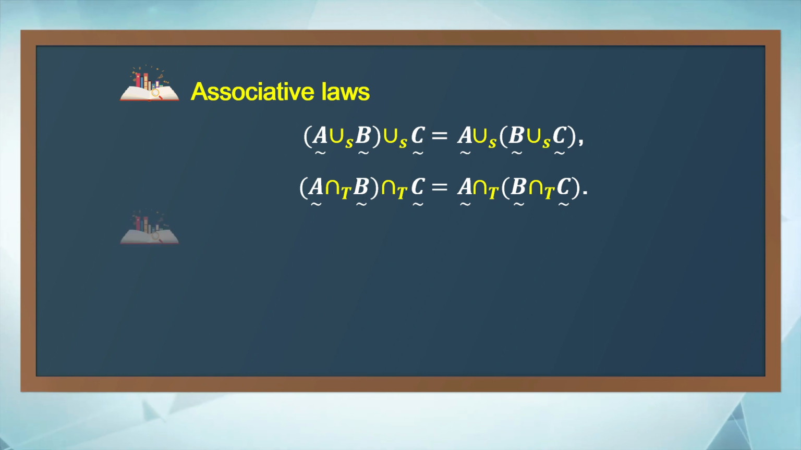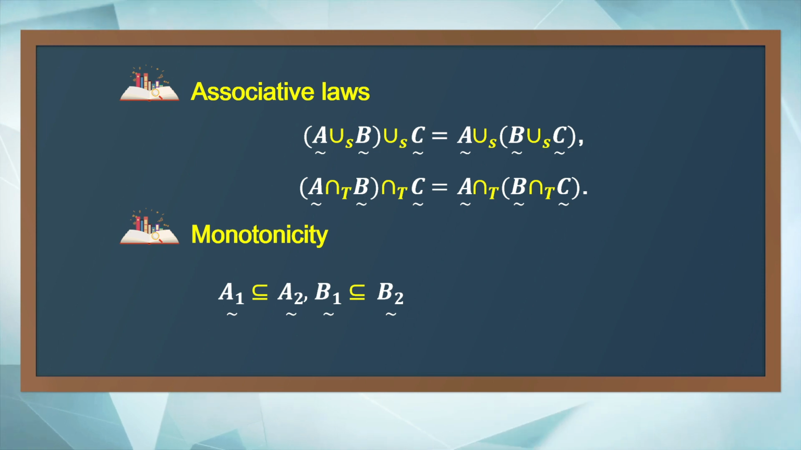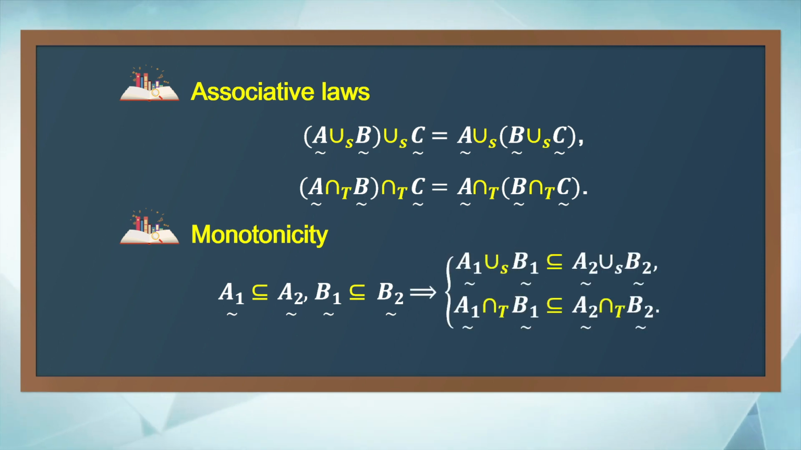Thirdly, monotonicity. If A1 is a subset of A2, and B1 is a subset of B2, then the generalized union of A1 and B1 is a subset of the generalized union of A2 and B2. And the generalized intersection of A1 and B1 is a subset of the generalized intersection of A2 and B2.